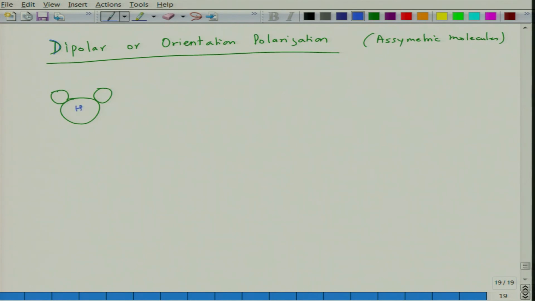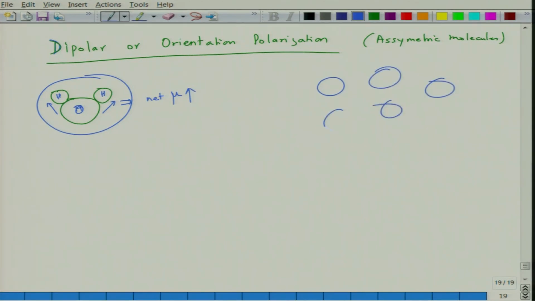So let us say this is O, this is H, this is H. You have a dipole moment vector here and a dipole moment vector here, and you can resolve the positive and negative components. As a result, it will have a net mu pointing in this direction. Now this is the dipole moment of one molecule. Let us say you have many of these water molecules. If I depict each molecule as a sphere, you have multiple molecules in space. One has a vector in this direction, another has a vector in this direction.